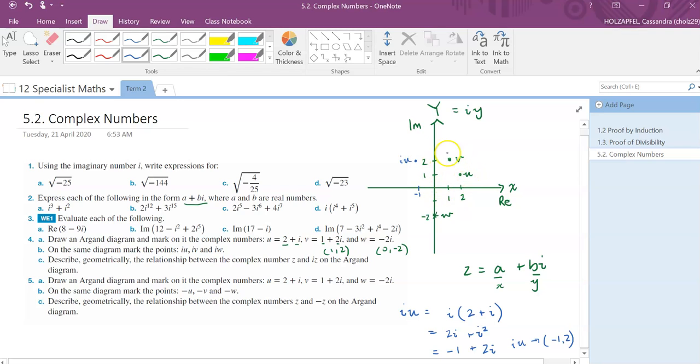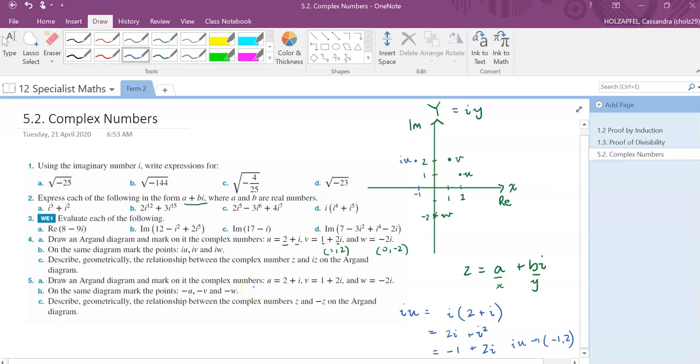Okay, so it's actually being rotated around by 90 degrees. And the same thing will happen for iv and iw. Okay, last one, question 5: draw an Argand diagram and mark on it the complex numbers, and so on. They've actually just done this question, haven't they? I don't think I'm going to redo this.